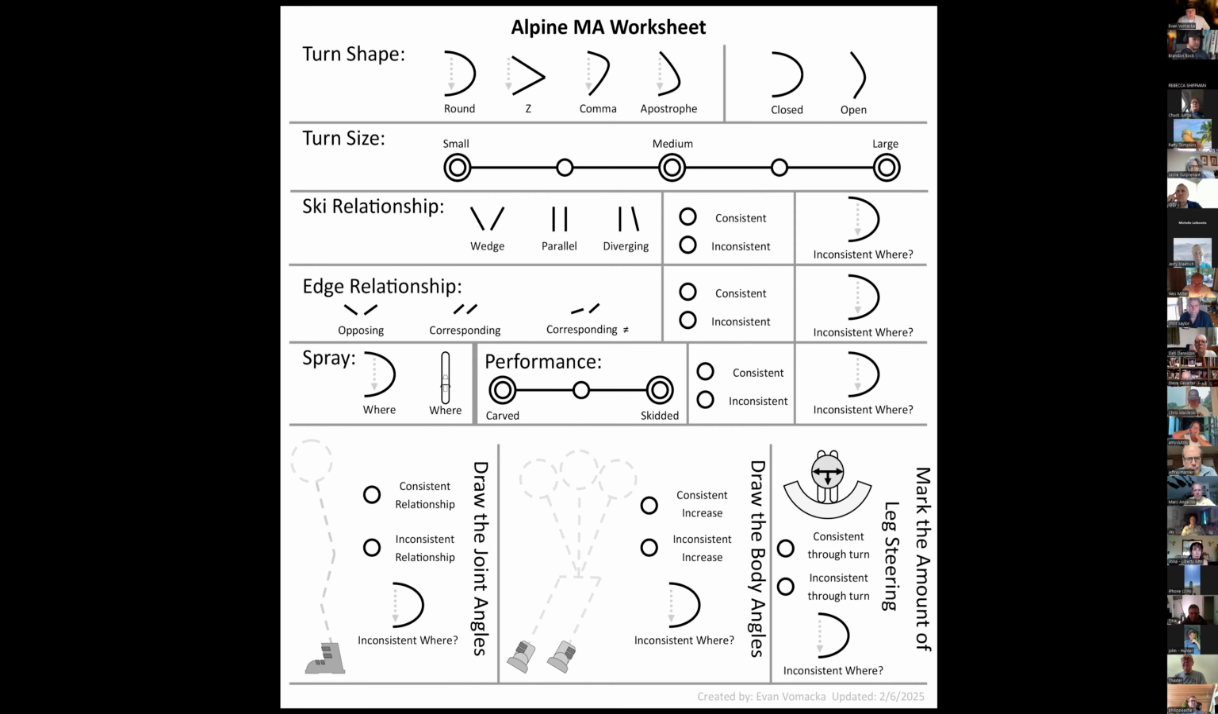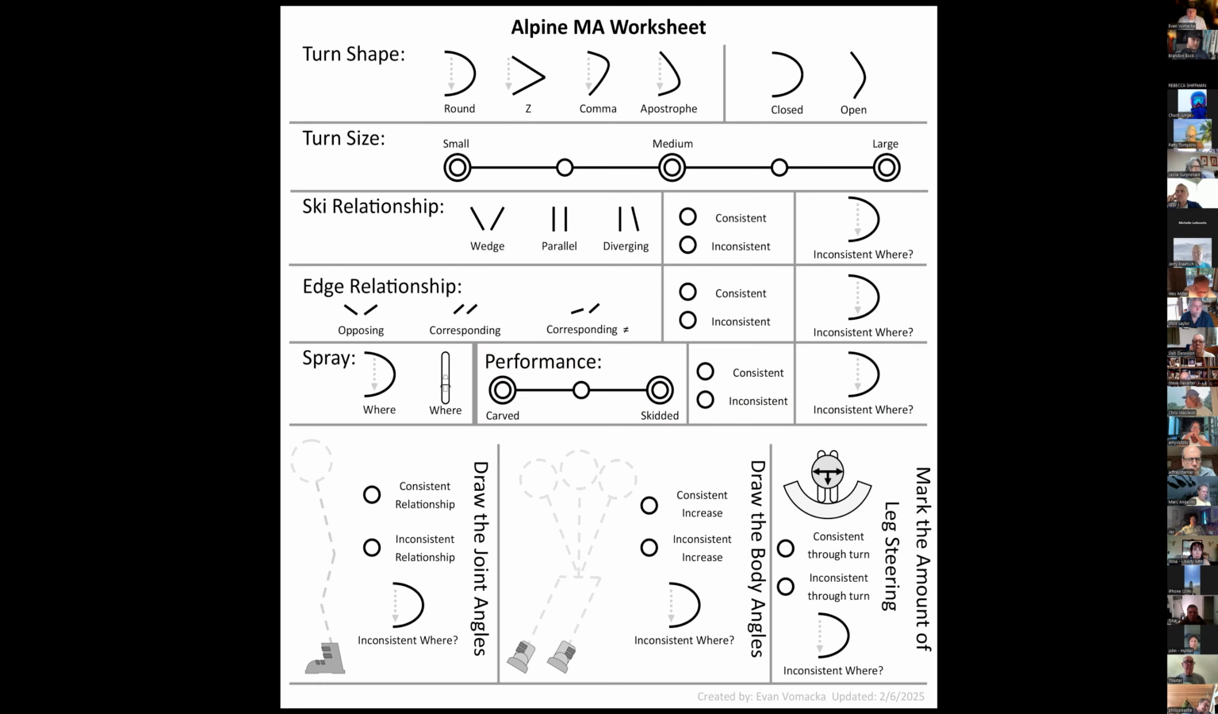This was the original sheet right here. Starting with turn shape, going down to turn size, just really basic things we can look for. Ski relationship. Are they wedge, parallel, diverging? The edge relationship. Are they on those opposing edges? More corresponding but not equal? And, are these things happening consistently, inconsistently? And where are you seeing it in the turn? Same thing with spray. And then, is it more of a carved turn, skidded turn, and kind of where?